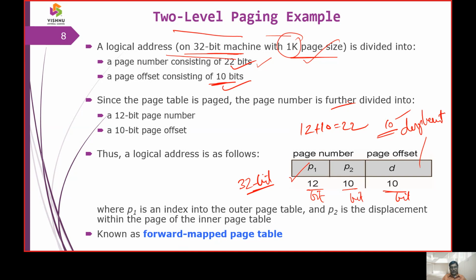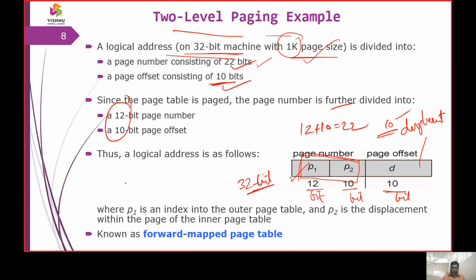So one we are going to get as 22 bits, another we are going to get as 10 bits. Second thing, the first element is going to have a composition of 12 and 10. So when I talk about the inner table, P1 is going to be assumed as a page number and P2 is going to be assumed as a displacement.